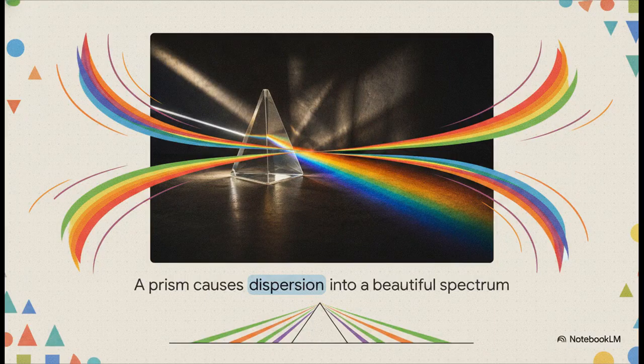Of course, we absolutely can't talk about sculpting light without bringing up the prism, right? It's the ultimate tool of dispersion. Here's the thing. Different colors of light actually have slightly different wavelengths, which means they travel at slightly different speeds through the glass. And that tiny difference is what causes a single, boring beam of white light to fan out and separate into an absolutely gorgeous, distinct spectrum of colors.